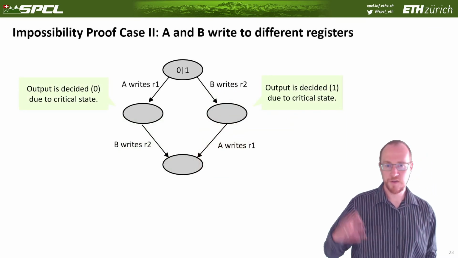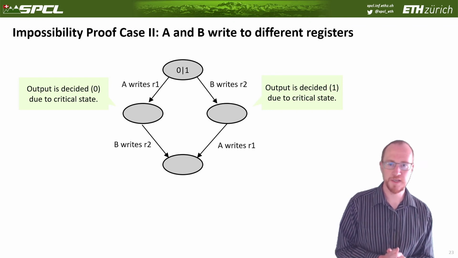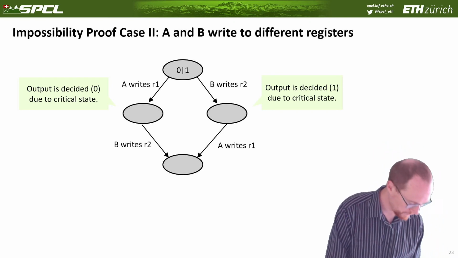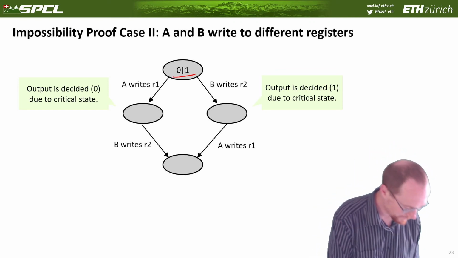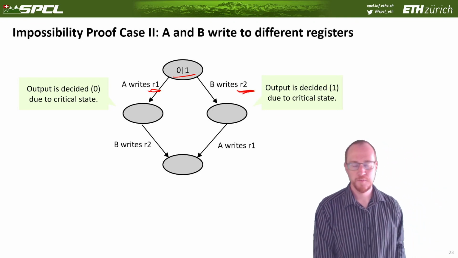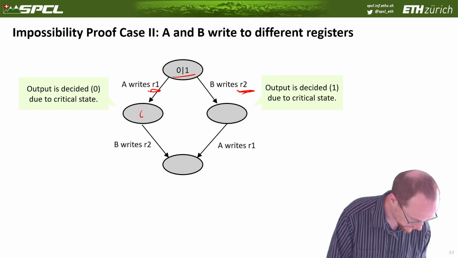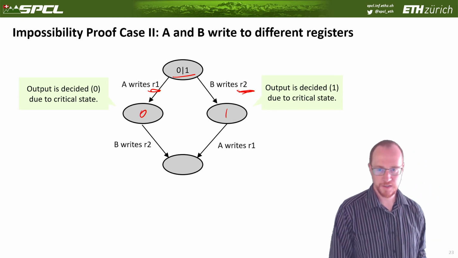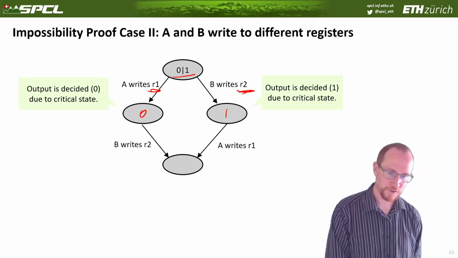Okay, so now let's look at case number 2 that I chose to be A and B write to different registers. So now we have the bivalent state, the critical state again, where A writes to R1 and B writes to R2. Of course, here we have to output 0, and here we have to output 1. But what is then left to be done, because both of them write, is that the order of the writes is different.